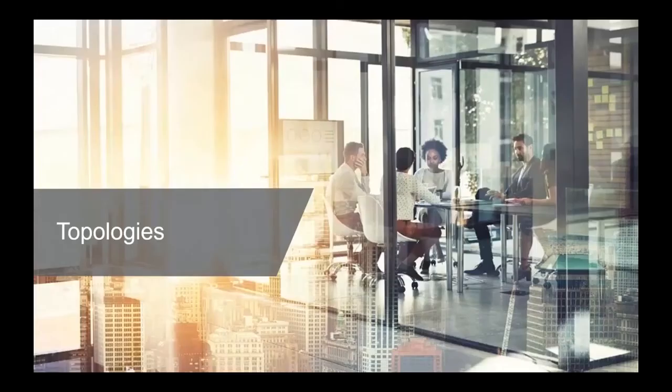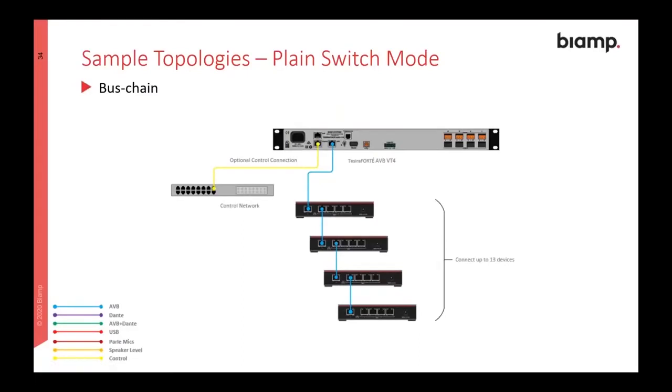Okay, so let's talk about topologies now. Of course, just like any other network switch, the TC5D and TC5, while they are built to work with only Tesira devices mostly, do have certain topology schemes that we recommend. So first is in just plain AVB mode, where you have a separate control connection and separate media connections. You can have up to 4 TC5 or TC5D in a bus chain configuration. So you can see in the diagram, the control port is connected to a separate network.